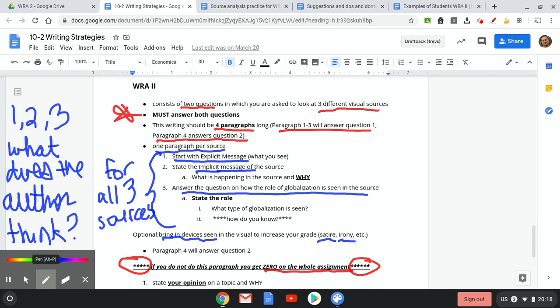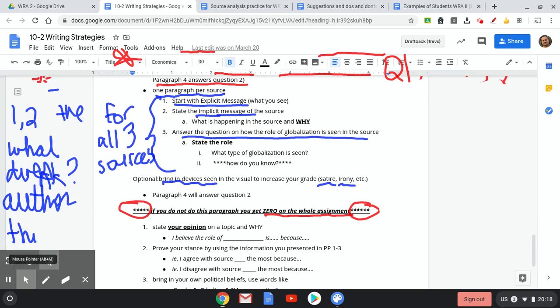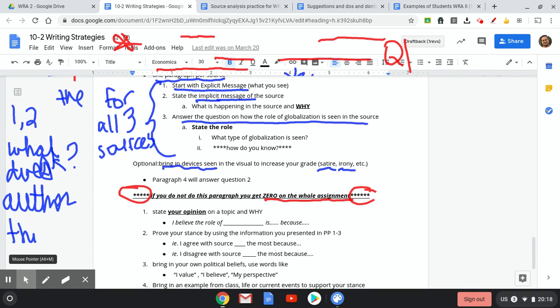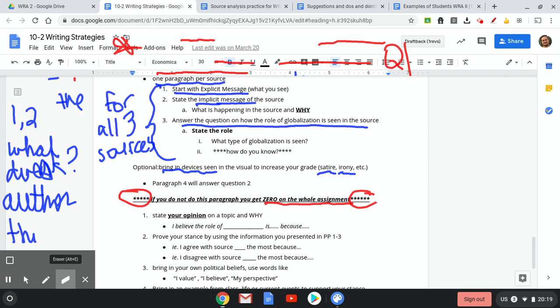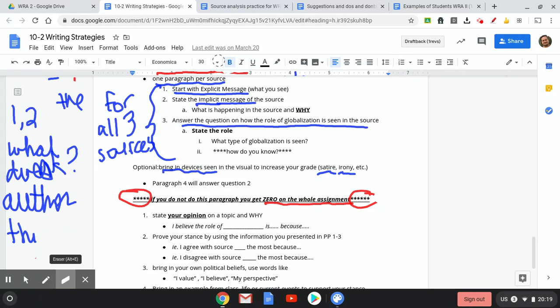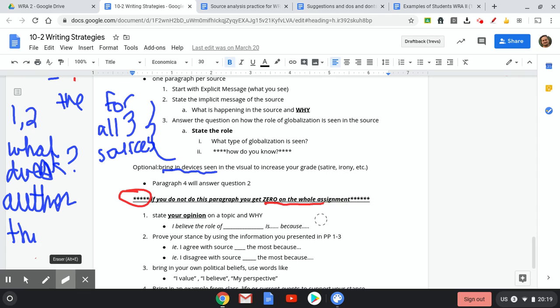Paragraph 4. This is answering question 2. Oh, that's messy. Let's erase some of this. Question 2 is going to be asking you what you think the role of globalization should be. Now, depending on the unit you're in, the question's going to look different. Just like if you're in grade 11, it's going to be asking you what you think about the role of nationalism. So, this is where you get to bring in your opinion.